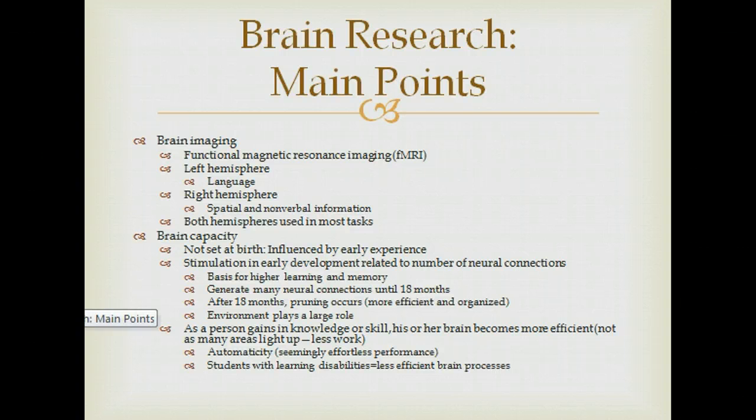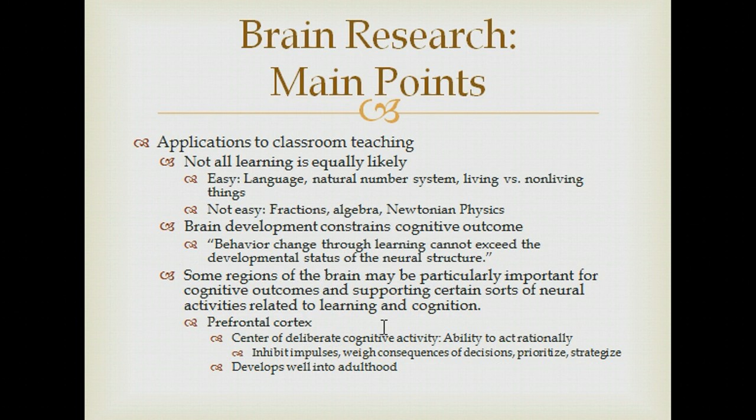When you think about applications of brain research to a classroom setting, there are some things we need to remember. One is that not all learning is equally likely. Research has shown that some things are very easy for our brains to remember, such as language, the natural number system, and living versus non-living things. But there are other things that are not as easy for our brains to remember and learn. And those are things such as fractions, algebra, and Newtonian physics. So really, when you go to teach a subject, there's a reason why some subjects seem more difficult than others. It's because your brain actually has more difficulty processing some information than other information.